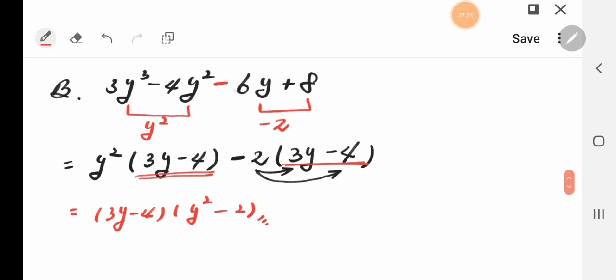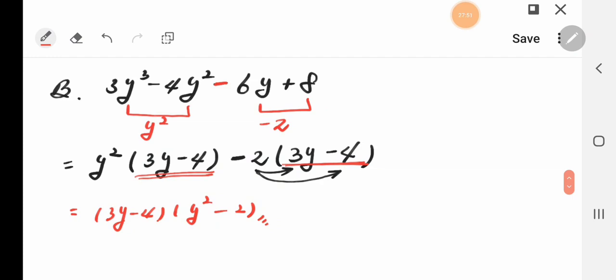But since 6y, the sign is negative, why don't we always take out the negative sign together? So the common factor of the second group will be negative 2. And then factor out y squared from the first group. So factor out y squared. So the leftover from the first term will be 3y. And the second term will be minus 4 because y squared went out.